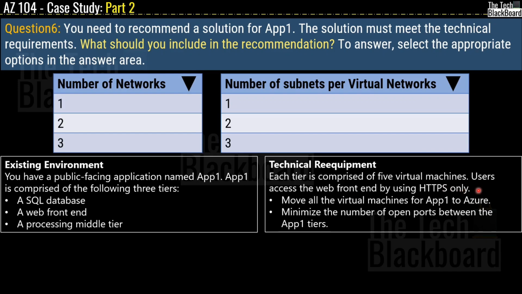So what exactly do we need to do? We need to move all the virtual machines for app 1 to Azure, and then we need to minimize the number of open ports between app 1 tiers. So now let's check out the answer. The answer for number of networks is 1. And the answer for number of subnets per virtual network is 3.